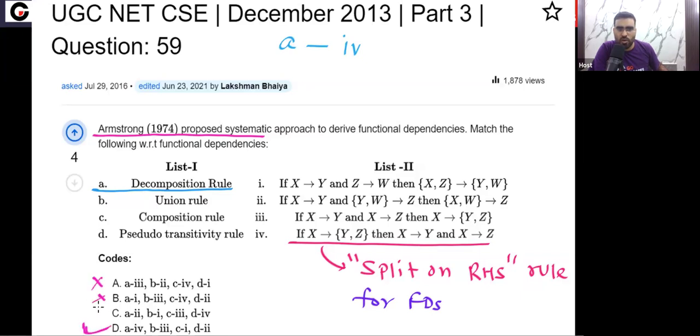Okay. All of them are gone. Is this clear? If you are attempting the UGC NET exam, then you can easily see it like this. Which of them is looking like the decomposition rule? You can see the fourth one is looking like the decomposition rule. Okay, is this clear? Why am I telling you this?